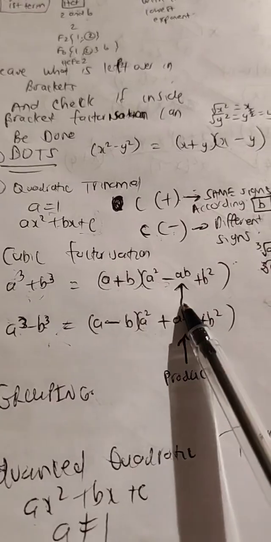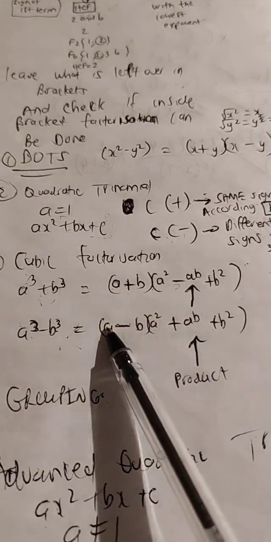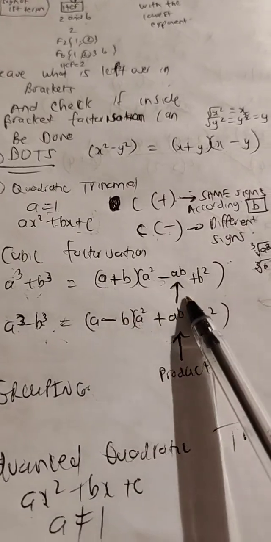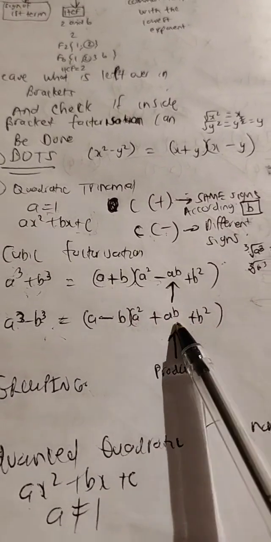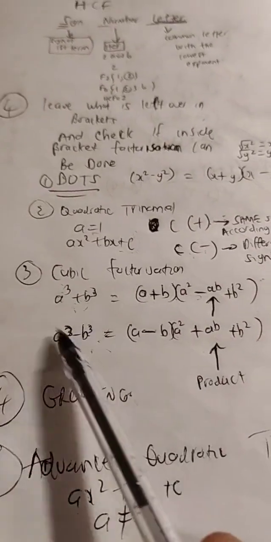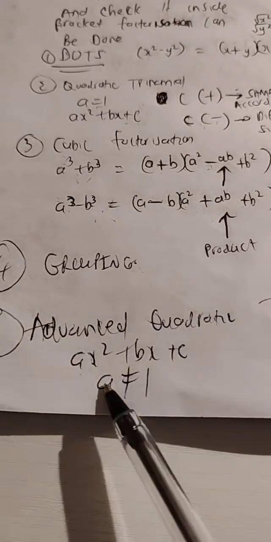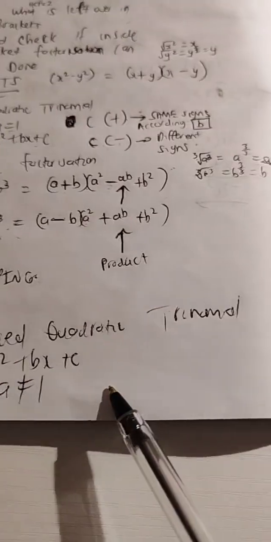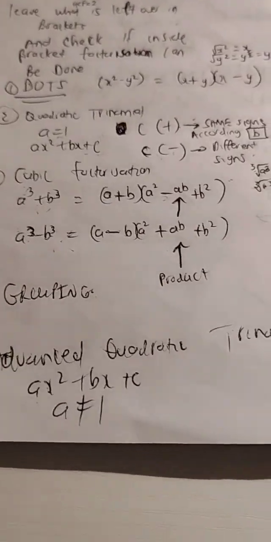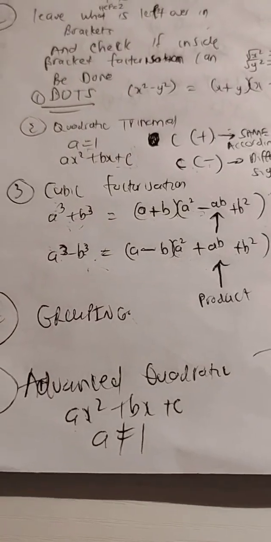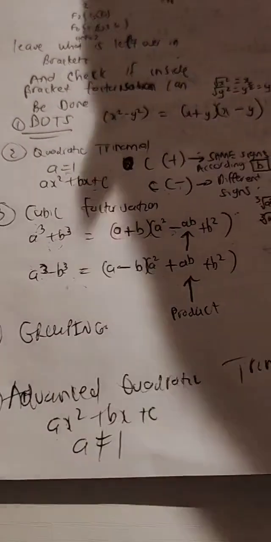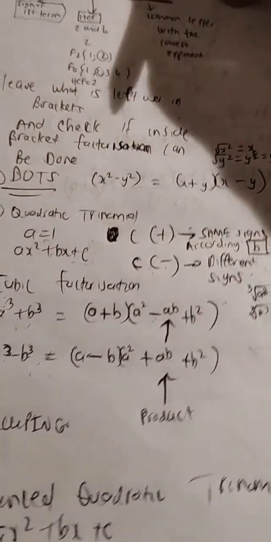Then to get this middle term, guys, you multiply this and that together to get the middle term. It's as simple as that. So that's how you are able to cubic factorize. There's grouping factorization and there's advanced trinomial factorization, where A is not 1, where we basically use the AC rule or any other type of factorization that we may have learned at school that is accessible.